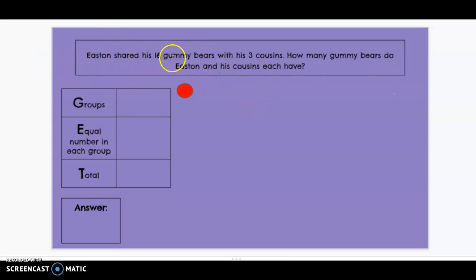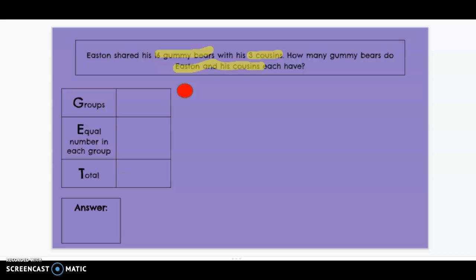So Easton shared his 16 gummy bears with his 3 cousins. How many gummy bears do Easton and his cousins each have? Well, do I know my groups, an equal number in each group, or a total? So let's think about what information this problem is giving us. The important information is he shared his 16 gummy bears with his 3 cousins. And then the question is asking us how many gummy bears do Easton and his cousins each have?